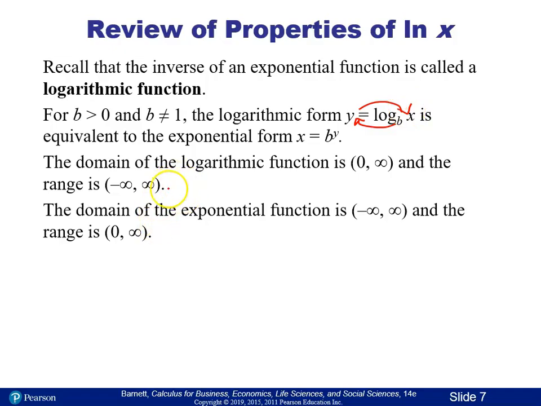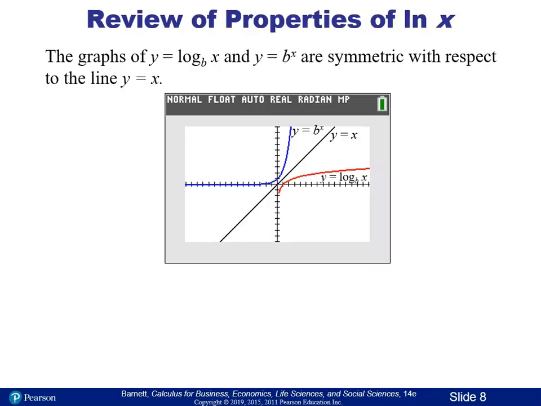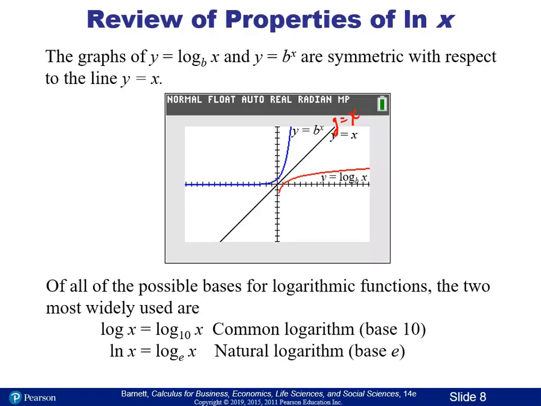And then the reverse of that is true for exponential functions. For exponential functions, the domain is all real numbers and the range is positive numbers, 0 to infinity. These two are reflections in the line y equals x, that diagonal line. So the exponential function and the logarithmic function with the same base are reflections in the line y equals x. The two most commonly used logarithms are those with a base of 10, which we call the common logarithm, and those with a base of e, which are the natural logarithm.